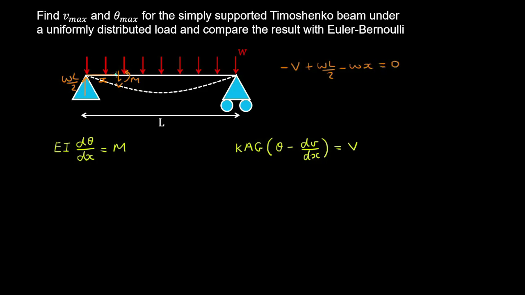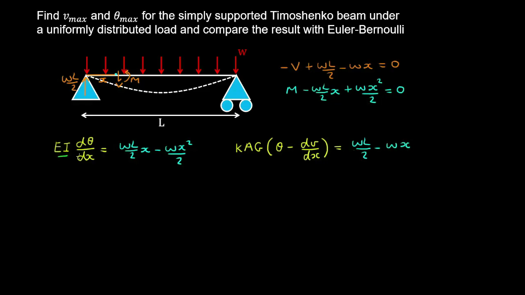And taking a sum of moments about this point, we have positive M being anti-clockwise minus wL on 2 by the lever arm, which is clockwise, then plus wx by the lever arm x on 2. And that's all equal to 0. And now we can substitute for the moment and shear force, so that will be wL on 2 x minus wx squared on 2 and wL on 2 minus wx.